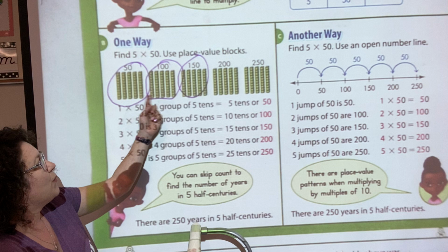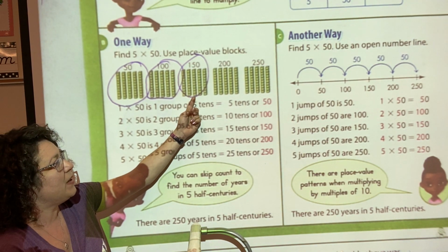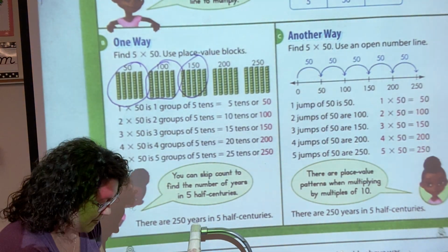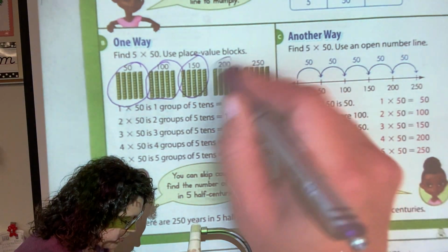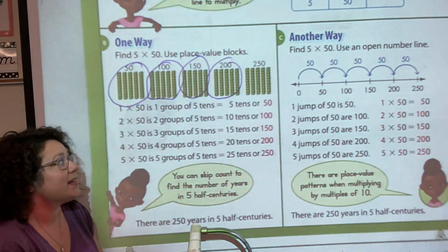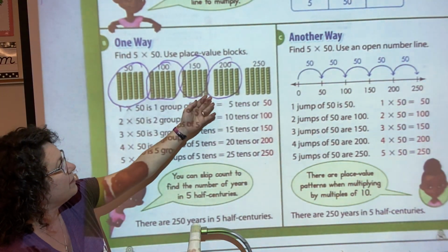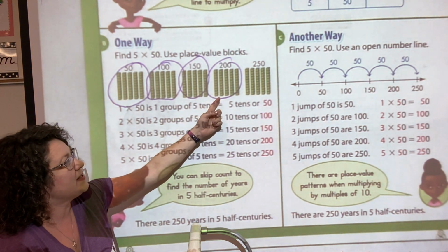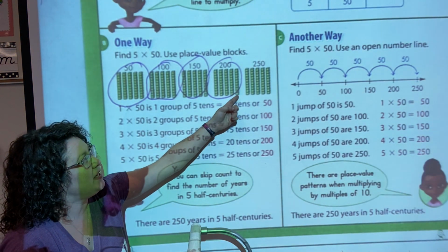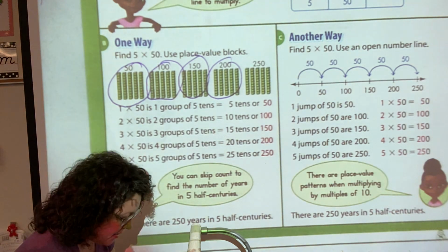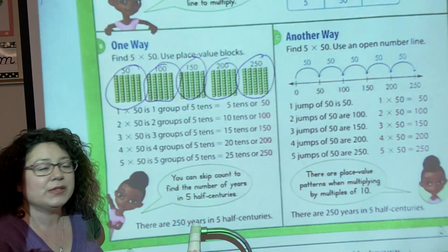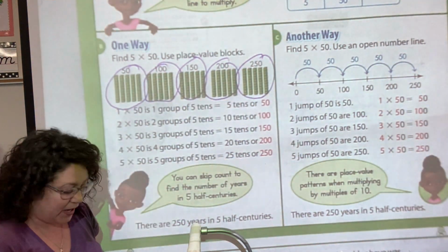The next one is 3 groups, 5 more 10 sticks, which is how much more? 50. So we know that's 100, 110, 120, 130, 140, 150. 4 groups is 5 more 10 sticks. So if I was at 150 here, 160, 170, 180, 190, 200. And then my 5th group would get us all the way to 250.